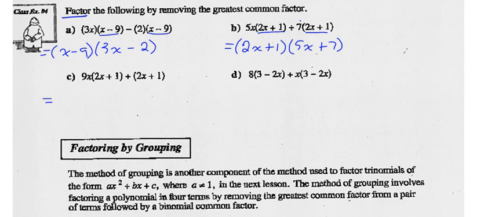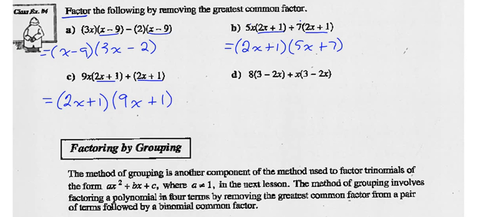Part C, I notice there's a common binomial factor of 2x plus 1 again, so I factor out that 2x plus 1. 9x times 2x plus 1 divided by 2x plus 1 leaves me with 9x. And 2x plus 1 divided by 2x plus 1 leaves me with 1. Anytime you divide something by itself, you get 1.